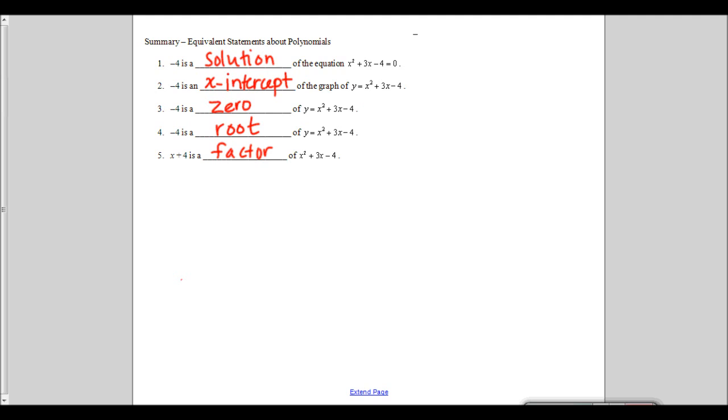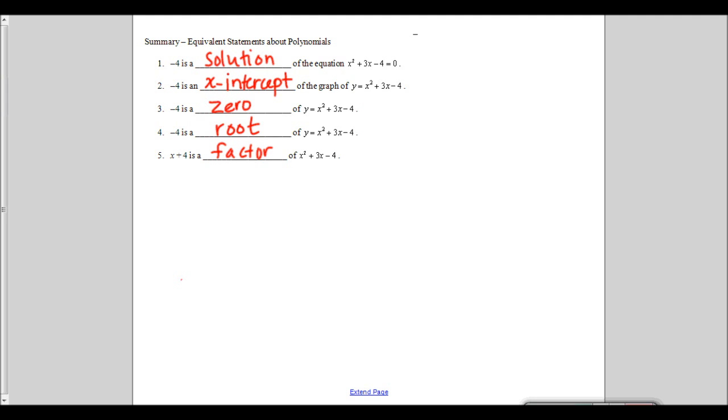All right, so the first one, -4 is a solution of an equation. You solve an equation to figure out what x equals, so that's the solution. When we're talking about a graph, what happens on the graph is you'll have an x-intercept on a graph. Likewise, that's also called a 0, so -4 is a 0 of a function. We could also say -4 is a root of that function. And then x plus 4 is a factor of just the expression x squared plus 3x minus 4.